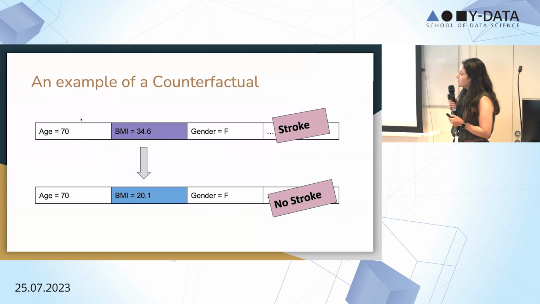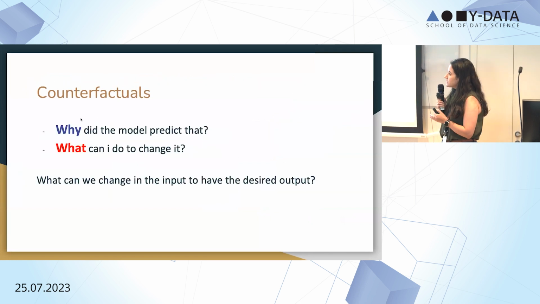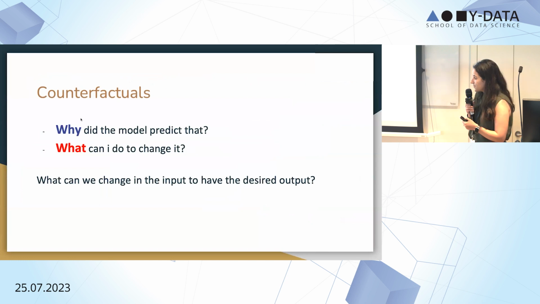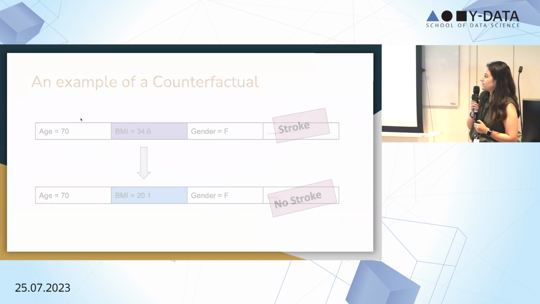And this is exactly what we meant to do. Basically, why did the model predict it? This is what we're trying to understand. Why did the model predict that in 5 years I will have a stroke? And what can I do to change that? And this is exactly what we're going to talk about today.